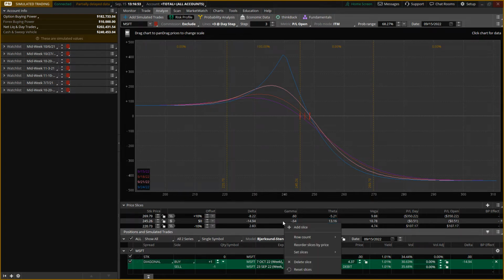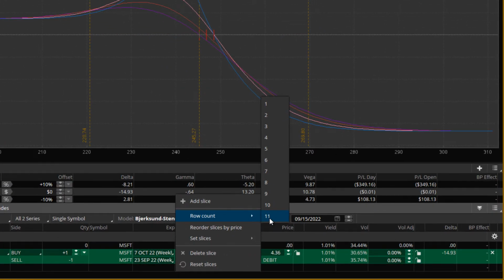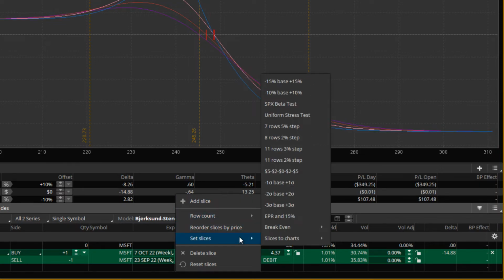Let's get into some of the really cool stuff that this has, right? These are really cool options. So row count, here's just a default click, it'll give you 11 of them. This will give you 5, this will give you 3, and this is just extra slices for you to play with. So if you know that, hey, I like to do 5 and I want to do certain setups above and below the current price, keeping that in mind, you also have set slices.